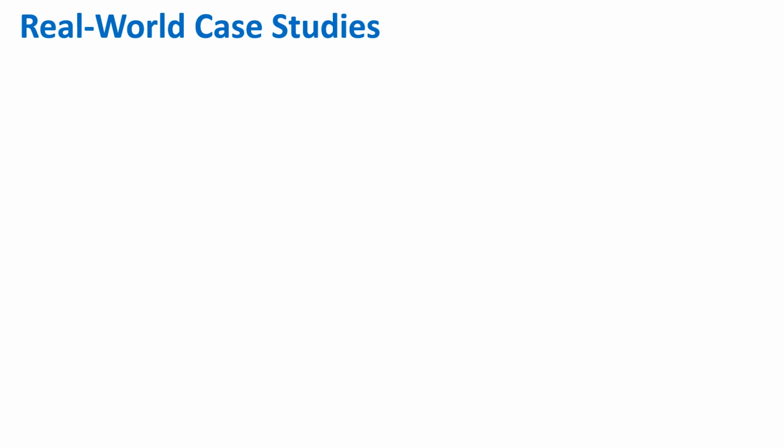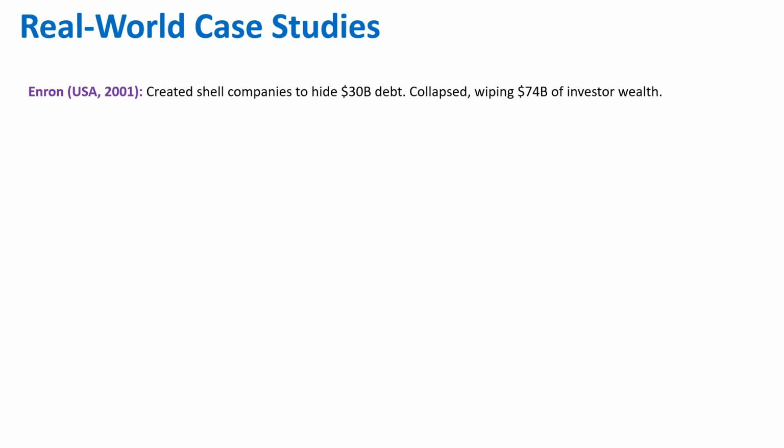Now let's look into a few examples, real world case studies where big fraud was involved. The first one is Enron. It was in USA during 2001. So this company created shell companies to hide $30 billion debt and collapsed, wiping $74 billion of investor wealth. So you can understand how badly it impacts the wealth of the shareholders.